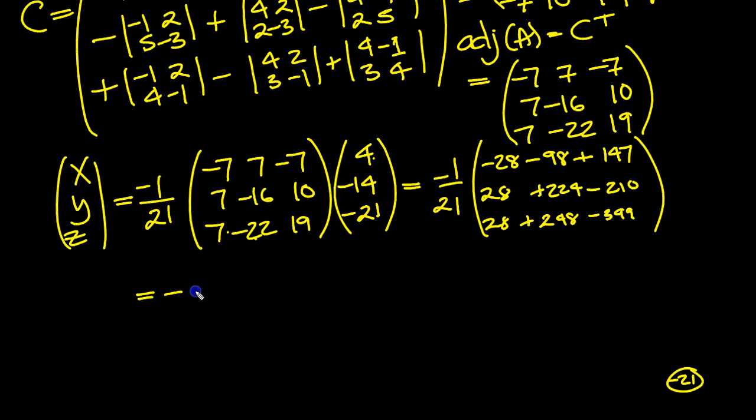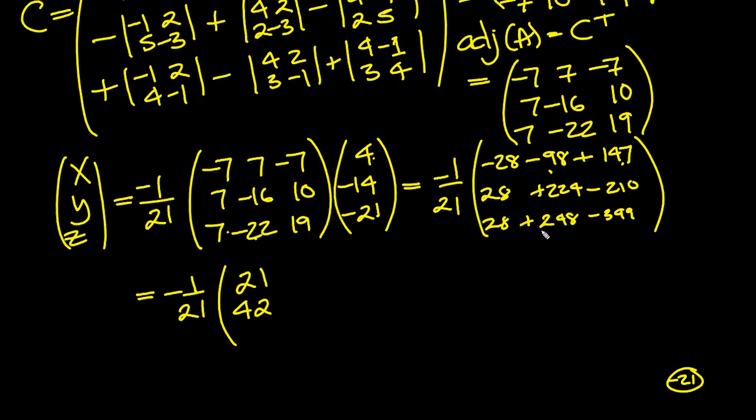So then what have we got then? We got minus 1 over 21. And we've got 147. Minus the 98 will be 49. 49 take 28 is 21. Again, tap it in the calculator if you need to. 224 take 210 is 14. 14 plus 28 is 42. And then the last one, 248 plus 28 is 256.